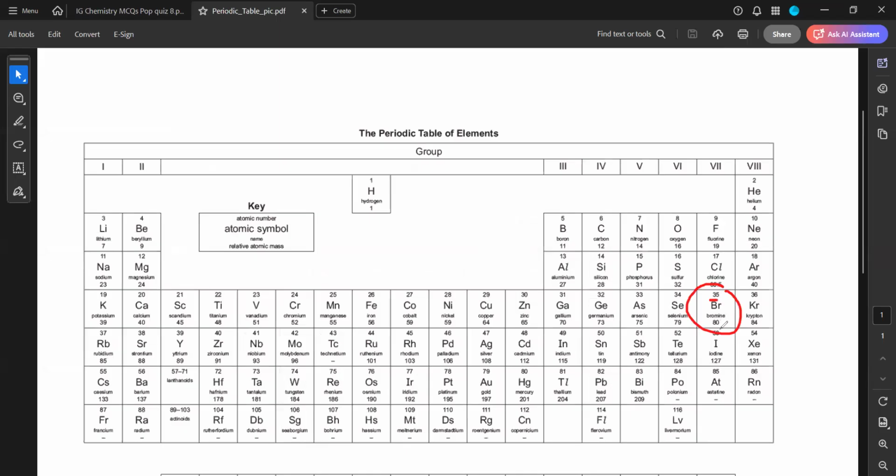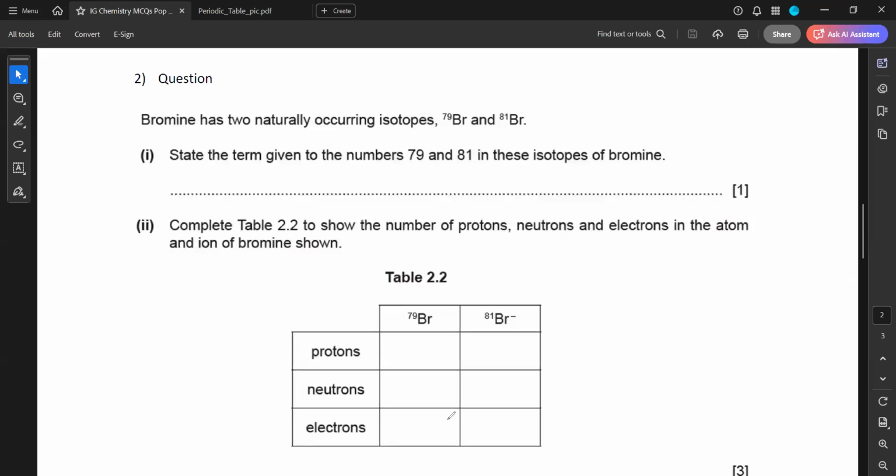Don't bother about the nucleon number, because what is important is the atomic number. So atomic number is 35. We'll use this 35 for bromine because atomic number and proton number are always the same. So we put 35 here and we put 35 here. To get the neutrons, you subtract. So 79 minus 35, what do we get? 44. And here 81 minus 35, so we get 46.